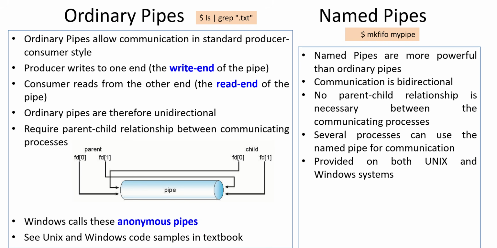Here is an example: mkfifo mypipe. This command can be used to create a named pipe in a Unix-like system. So remember the main differences. Ordinary pipes are generally unidirectional and parent-child based. Named pipes are more flexible and can be used between unrelated processes.